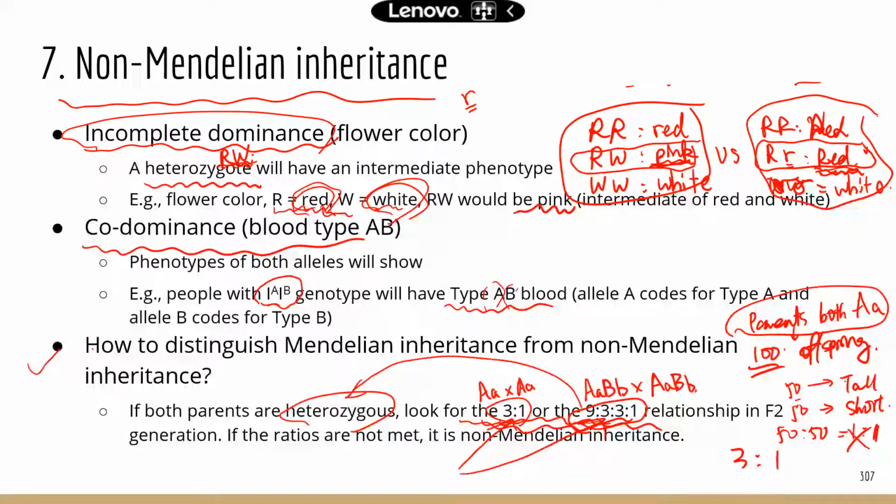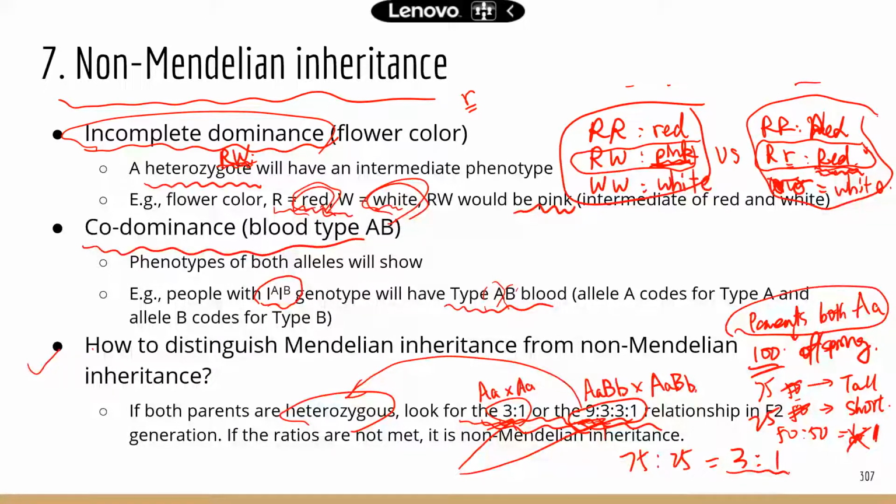Okay, now what if I change this to 75 over here and 25 over here? Then after you do the calculation, 75 to 25, that's a 3:1, right? So this follows Mendelian genetics.